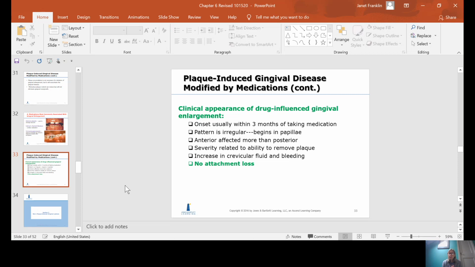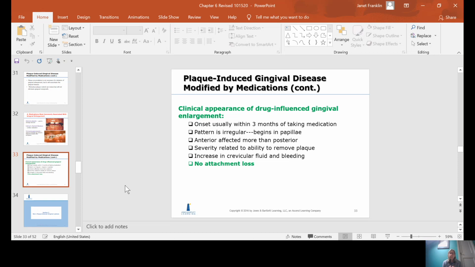If the enlargement of the tissue becomes a problem, and the tissue gets to be too bulbous and too thick to where the patient can't do their good oral hygiene at home, we may have to have a consultation with the doctor about changing the medication, or there may have to be some other oral hygiene aids added to accommodate for that. So we're going to have to work around that.